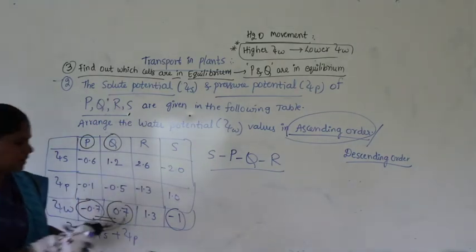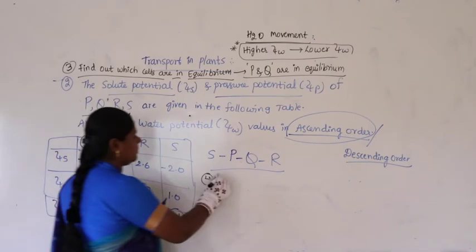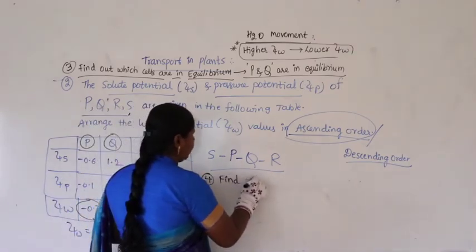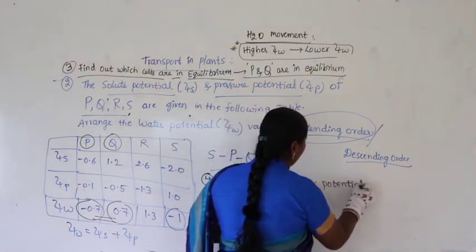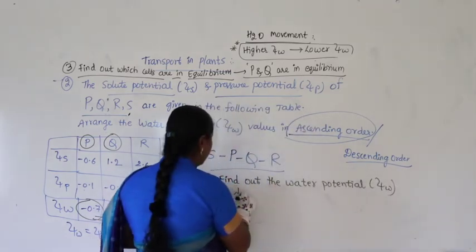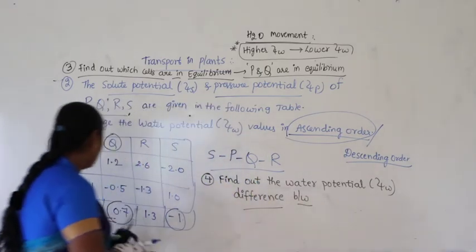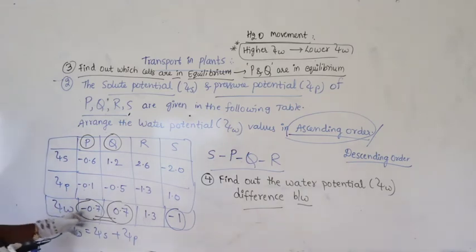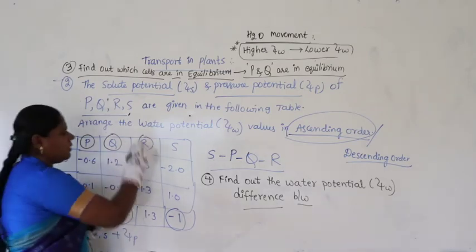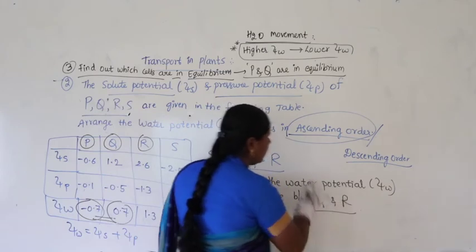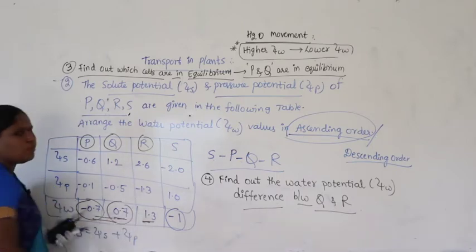Suppose the same question is given, let us go with question number 4. They may ask you to find out the water potential difference between two cells. You take any two cells. For example, take the difference between 0.7 and 1.3, that is Q and R. What is the water potential difference between Q and R? Here it is 0.7, and here it is 1.3.